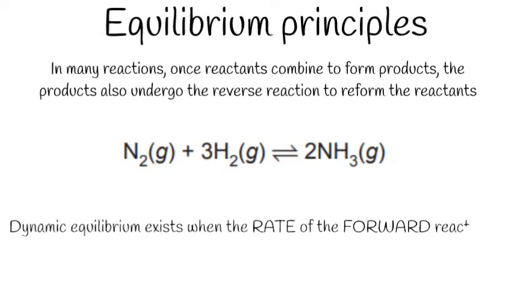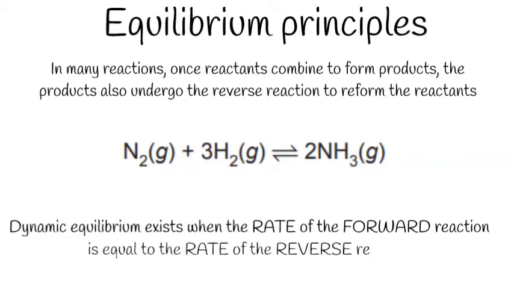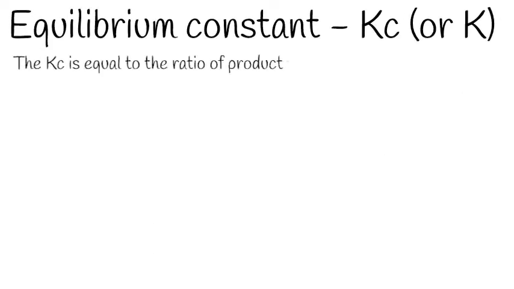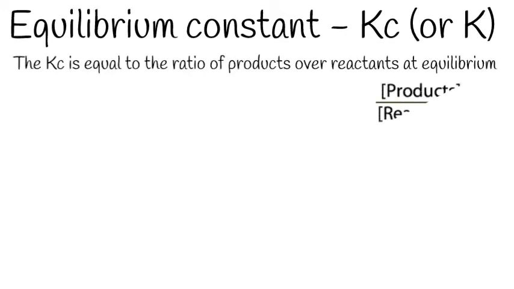Dynamic equilibrium can be said to exist when the rate of the forward reaction and the reverse reaction is the same. The equilibrium constant, symbol Kc, is a number that represents the ratio of products to reactants at equilibrium. Remember, this is when the rate of the forward and the reverse reaction is the same.